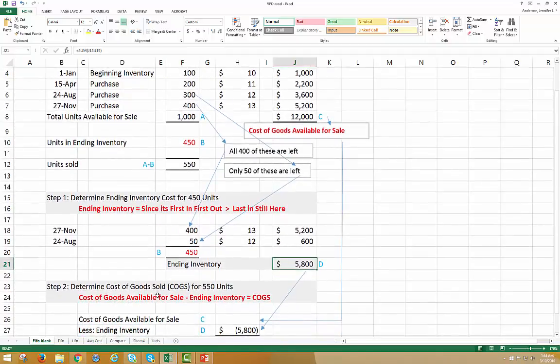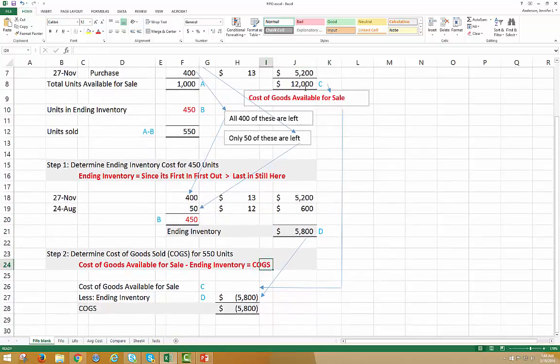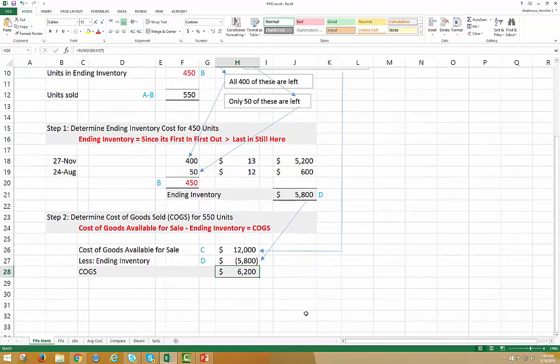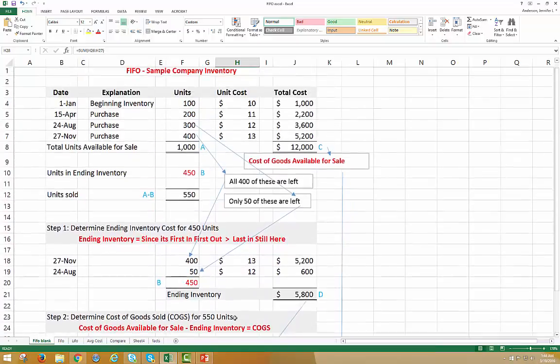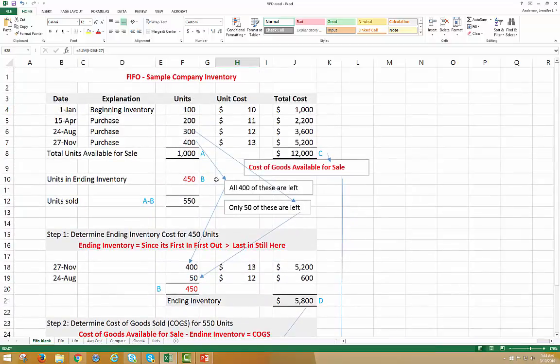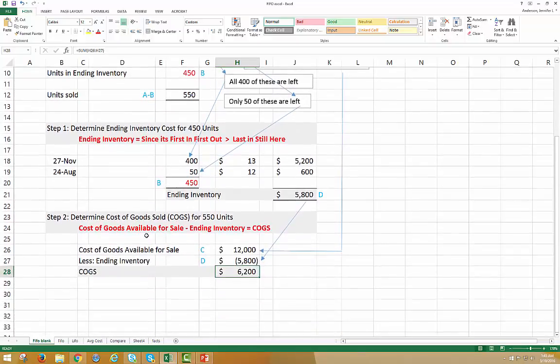Now to back into cost of goods sold, we take cost of goods available for sale minus ending inventory, which we calculated right here, and that gives you cost of goods sold. So $12,000 is your cost of goods available for sale, minus the 5,800 that we calculated here, and you get cost of goods sold of $6,200. So you can see that if you set it up like this, it's not that difficult a calculation, and it is kind of fun.